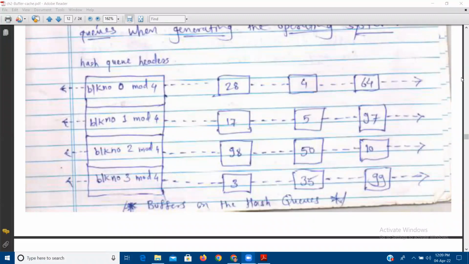So then 28, you may take any multiple of 4. So it may be 8, it may be 12, it may be 16. So these numbers, it is not necessary to write them in sequence.